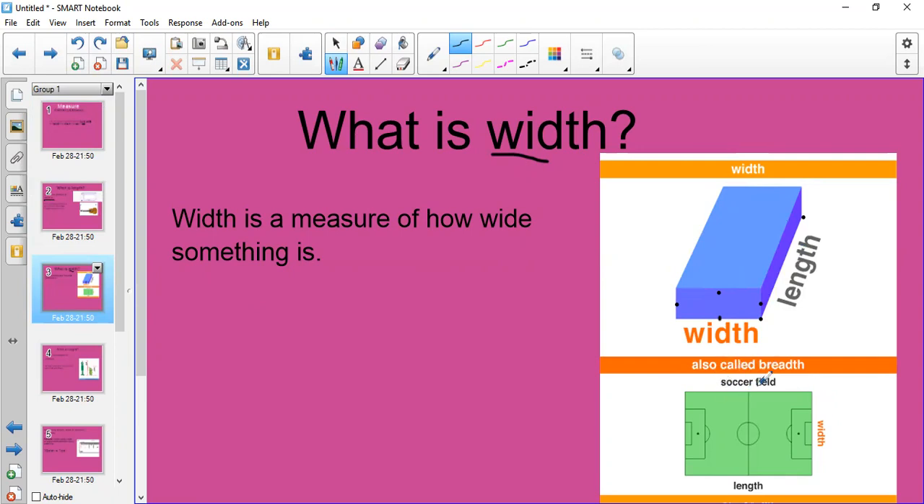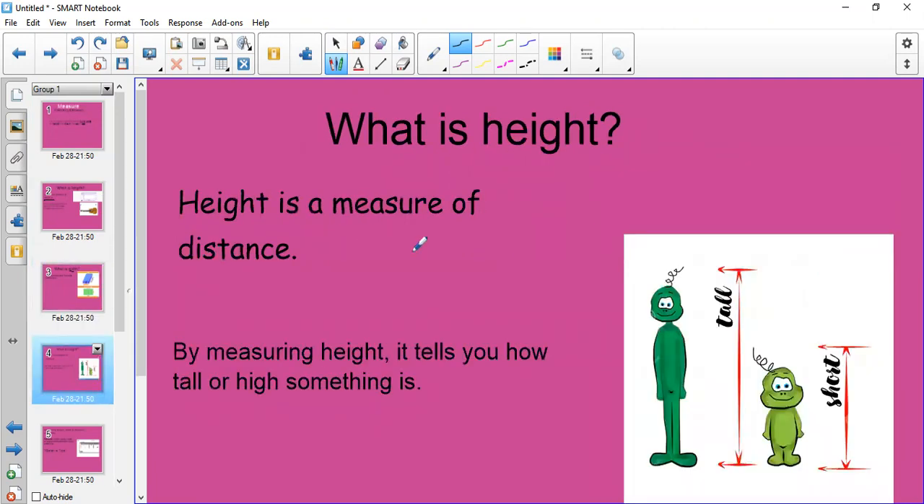Same if you had a football field, its length is from one end to the other end, and its width would be from the side, of how maybe thick the pitch actually is. Width is quite a tricky one, so you just need to make sure you read the examples when you are completing the activities. What is height?